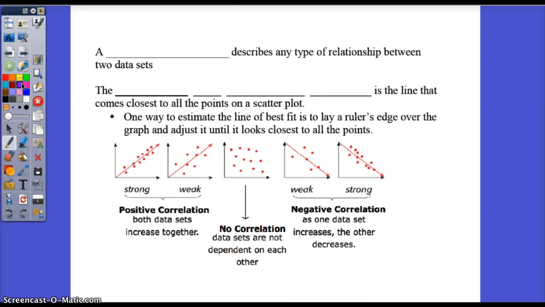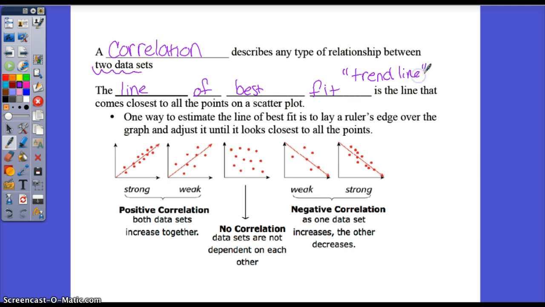Every single scatter plot has something called a correlation. And a correlation describes any type of relationship between two sets, aka a scatter plot. A line of best fit, another name of this is a trend line, is the line that comes closest to all the points on a scatter plot. One way to estimate the line of best fit is to lay a ruler's edge over the graph and adjust it until it looks closest to all the points.